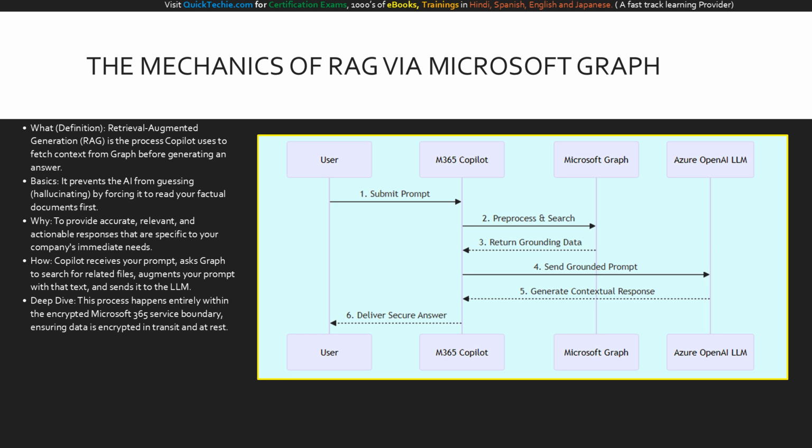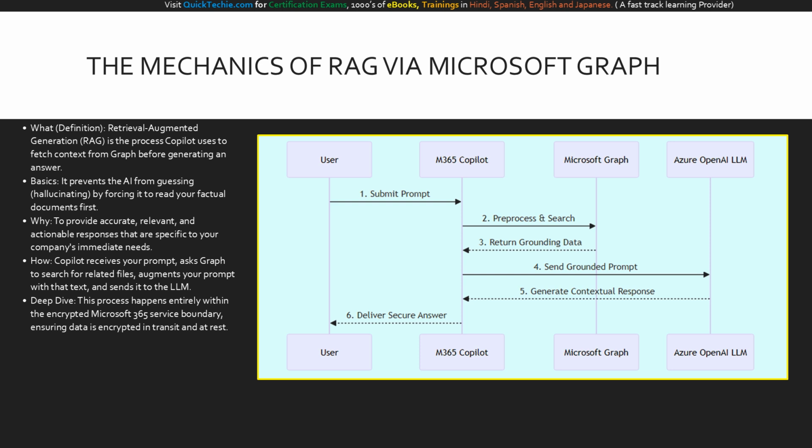Our deep dive focus is on data residency. This entire round-trip operation happens securely inside the Microsoft 365 service boundary, with all data fully encrypted in transit. Let's walk through this sequence diagram to see the RG process in action, step by step.